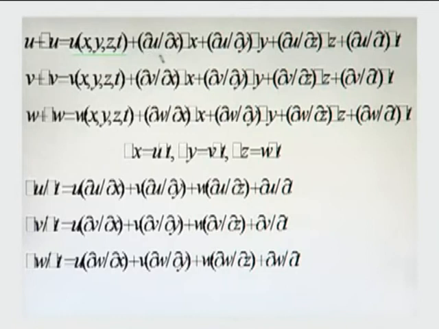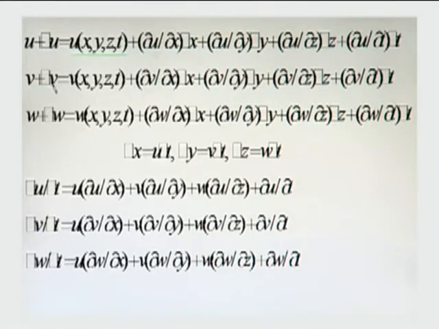del u over del x, which is the velocity gradient of u in x direction, multiplied by delta x, plus del u over del y into delta y, plus del u over del z into delta z, where del u over del z is the velocity gradient of u in z direction and del u over del y is the velocity gradient of u in y direction, plus del u over del t, the partial time derivative of u, into delta t, plus some higher order terms which we are neglecting, right.